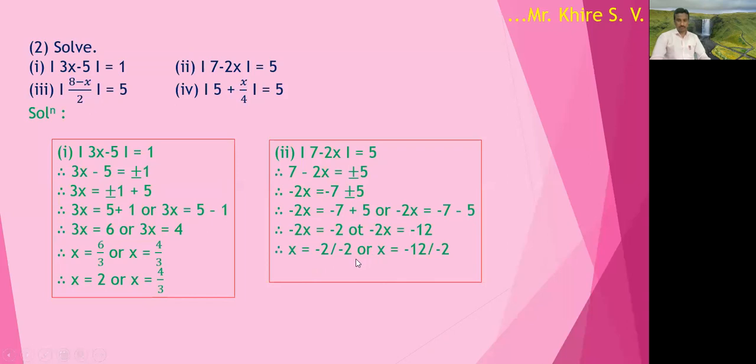Therefore, x is equal to minus 2 divided by minus 2, or x is equal to minus 12 divided by minus 2. Dividing by 2, 2 ones are 2 and 2 sixes are 12. Therefore, we get the answer or solution as x equal to 1 or x is equal to 6. This is the solution of the second example.